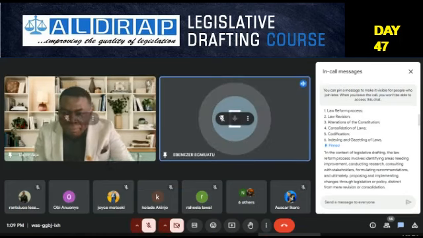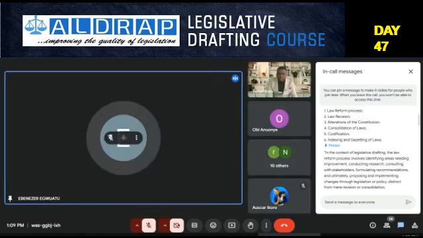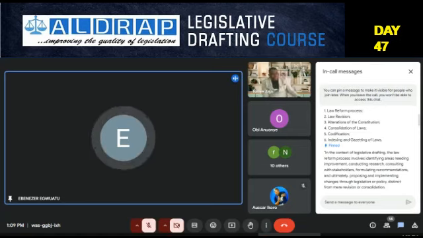So we look at indexing and gazetting. Prof has already discussed indexing. Indexing is basically the arrangement of the laws of the state in alphabetical order for ease of access, for ease of reference. So if you have 3-4 laws that start with M, one starts with MA, one starts with MI, one starts with ME, you already know that it should be MA, the next one will be ME, the next one will be MI. So it brings about order.